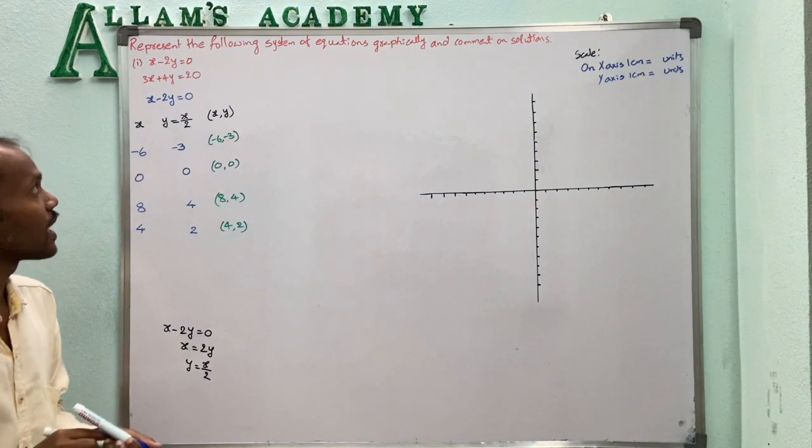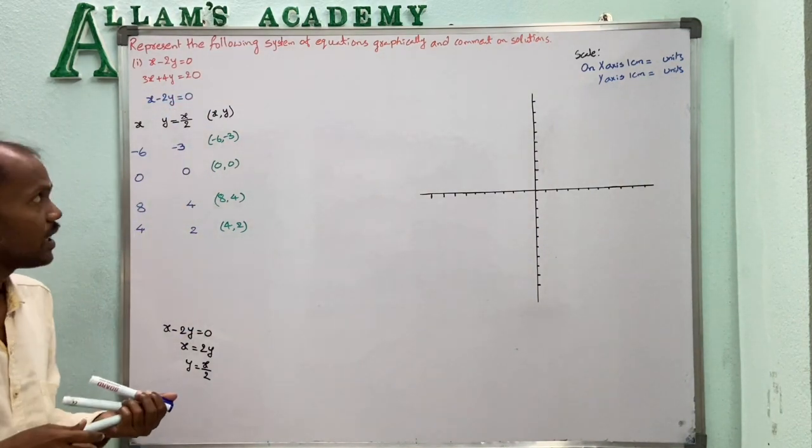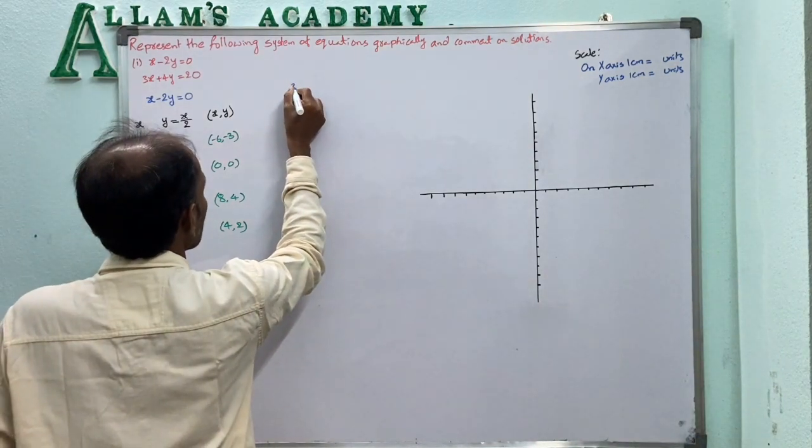Now the second equation, 3x plus 4y equal to 20, we take. So 3x plus 4y equal to 20.